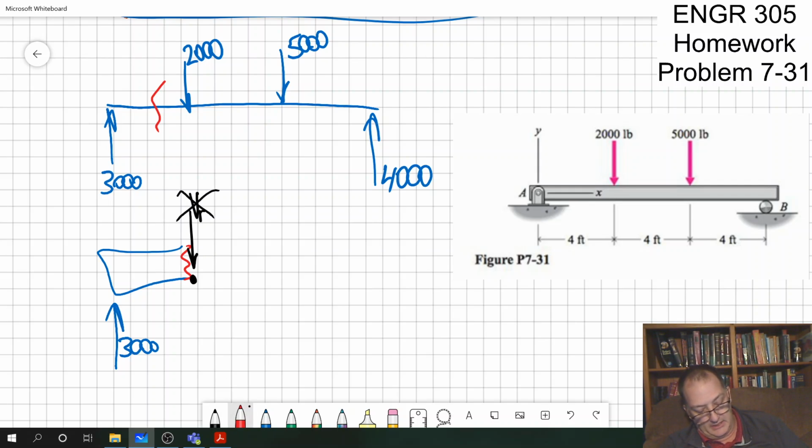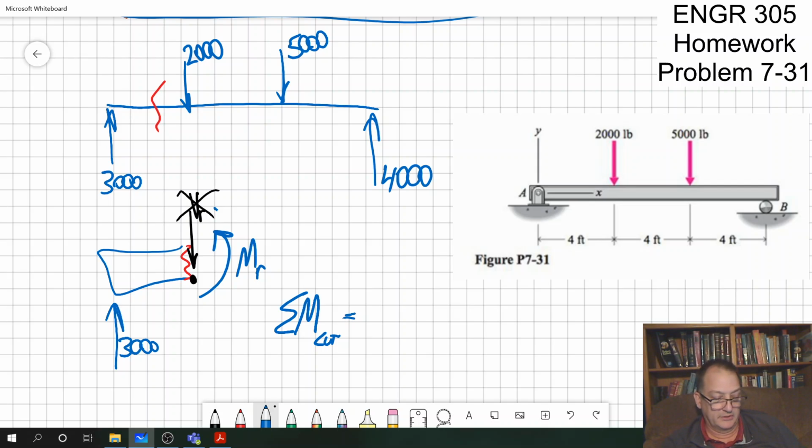And then I need to include, that's not right. That would make an unhappy face. I want MR. That's shown in the positive direction. That makes a happy face. So MR is positive. And that's all I've got. So now the sum of the moments about the cut are equal to, well, it's 3,000 times whatever distance I have to go. 3,000 times this distance to the cut.